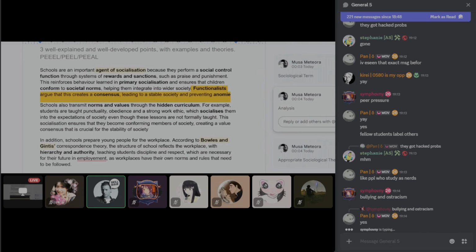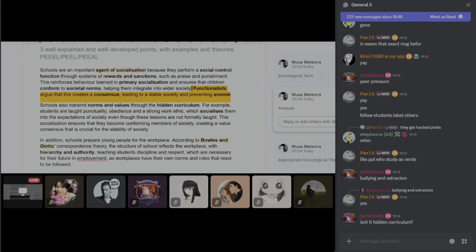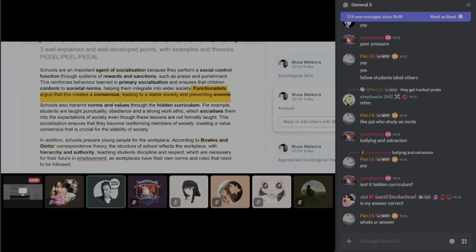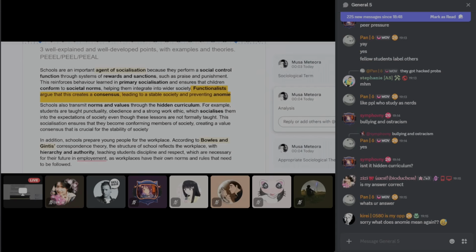Schools also transmit norms and values through the hidden curriculum. This is what Symphony's answer and Pan's answer would have looked like. For example, students are taught punctuality, obedience, and a strong work ethic, to socialize them into the expectations of society, even though these lessons are not formally taught. This socialization ensures that they become conforming members of society, creating a value consensus that is crucial for the stability of society. Is my answer correct? Are you going to keep on asking that even though you haven't given any answer?